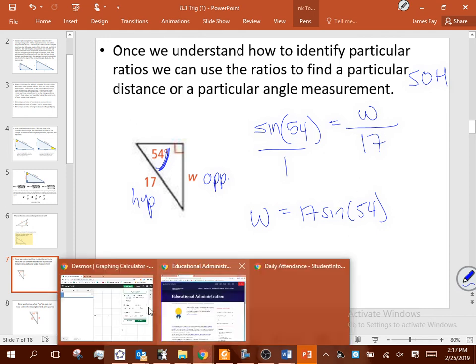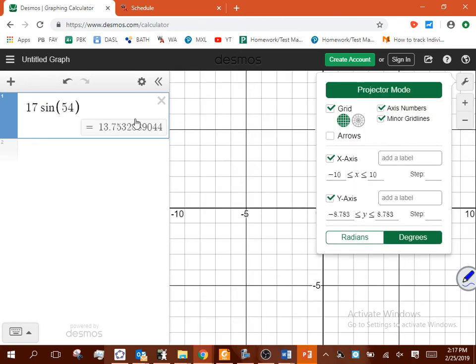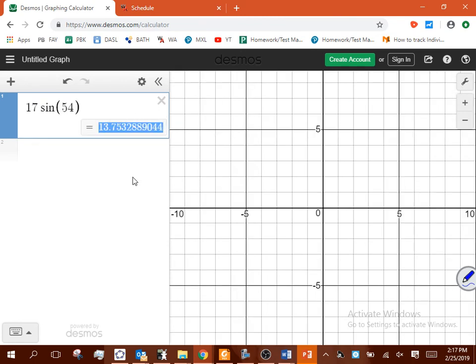Type that number in. If I type 17 sine of 54 in, I get that number right there, right? That number is the length of W. That's how long that side is, okay? It's the same concept as what we did with 30, 60, 90 triangles.